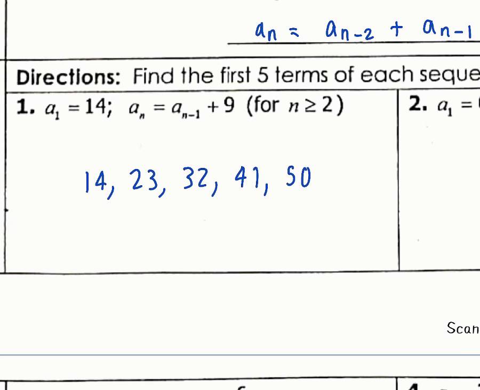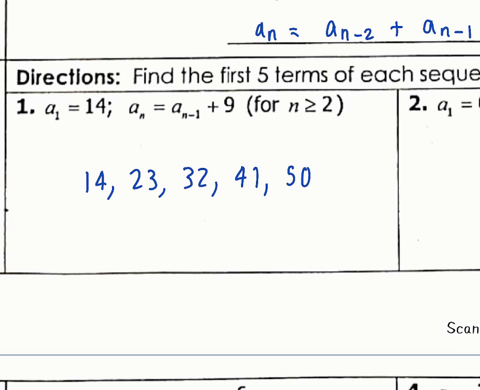50. You see, you weren't able to go straight from the first term to the fifth term. You needed to go one at a time. First term it gave you 14, and then you knew you had to take that previous term and add 9 to find the next one. So 14 plus 9, 23. 23 plus 9, 32.